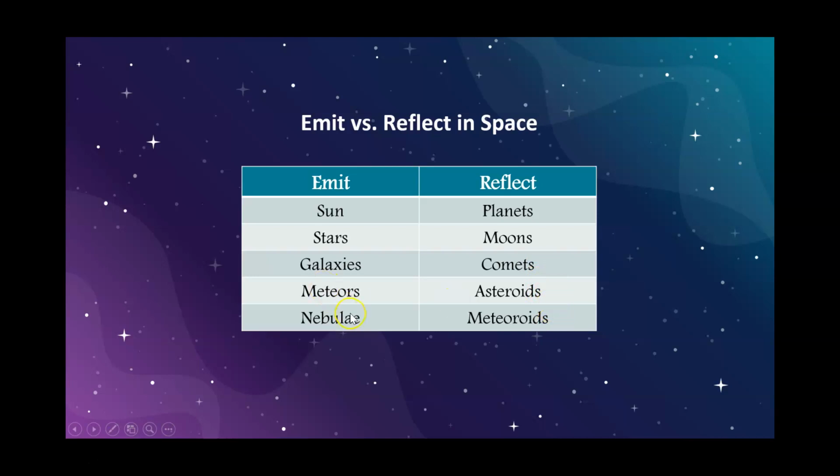The difference between a meteor and a meteoroid is that meteors are burning up as they come into our atmosphere, so they are giving off light.